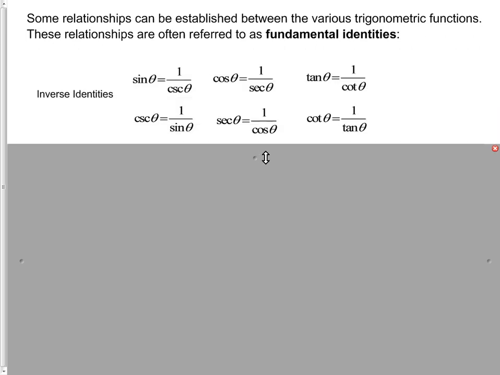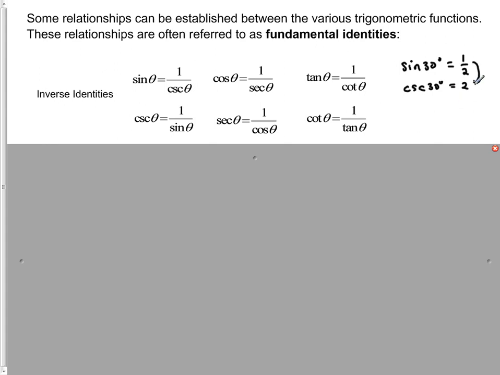Well, hopefully you may have noticed that there were a few relationships that we've already been using in terms of these right triangles for our trigonometric functions that were, well, interesting. They were useful, right? For instance, we have what we could consider an inverse identity. You recall that when we talked about the sine of 30 degrees, we found that the sine of 30 degrees would have been equal to 1/2, and that the cosecant of 30 degrees was equal to 2.